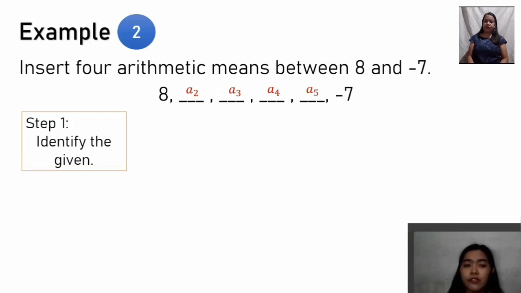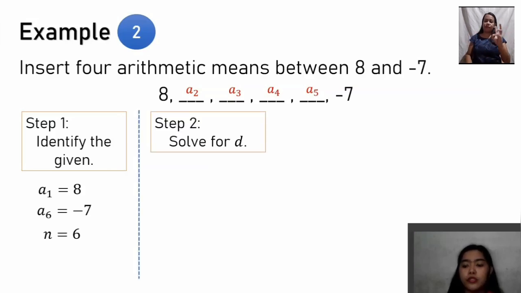First step is to identify the given. We have the first term, a sub 1, which is 8. Our last term, negative 7, that is a sub 6. And the number of terms is 6. Let us now find the common difference using this formula.